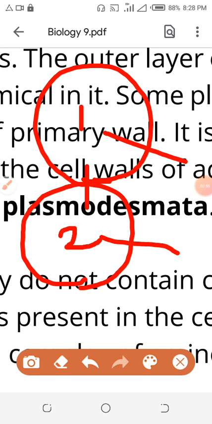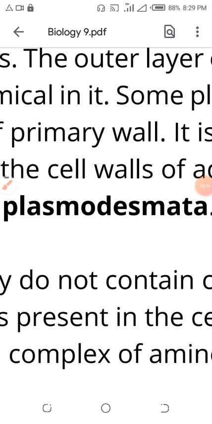Sir, why are you teaching plasmodesmata in the topic cell wall? Because we are studying the topic cell wall. Yes, this is a very good question. Because the plasmodesmata are present in the cell wall. Sir, why are the plasmodesmata present in the cell wall? Look here. Outermost covering in the plant cell is the cell wall. We all know that the outermost covering in the plant cell is the cell wall.